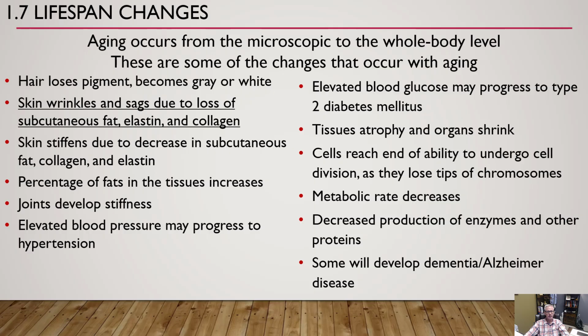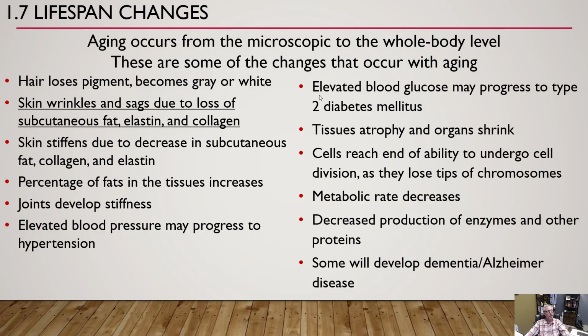All right, lifespan changes. What happens as we get old? Some of us, our hair turns gray or white. Our skin wrinkles and sags due to loss of that subcutaneous fat, that adipose tissue. Elastin, collagen. We'll talk about elastin and collagen in chapter 6, maybe. Our skin stiffens a little bit. Our joints stiffen. We get elevated blood pressure that might lead to hypertension.